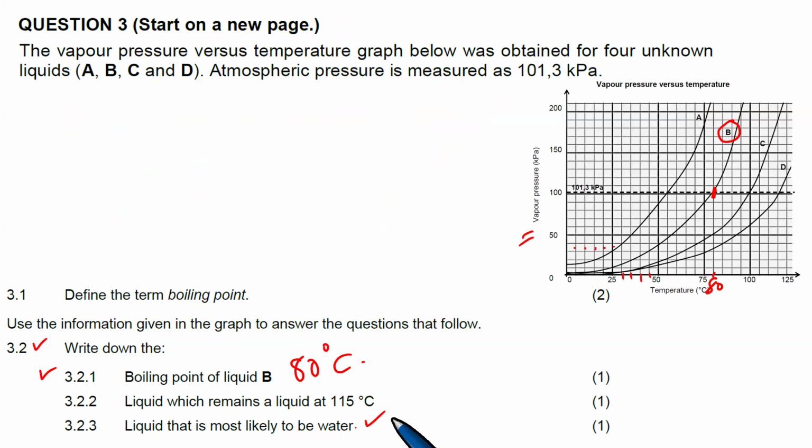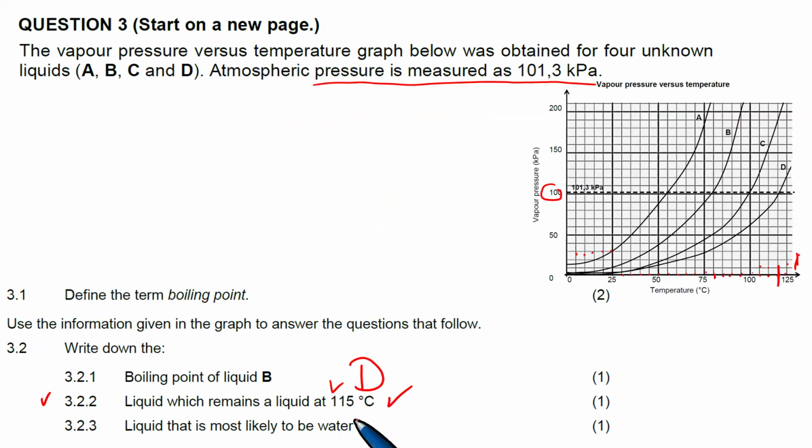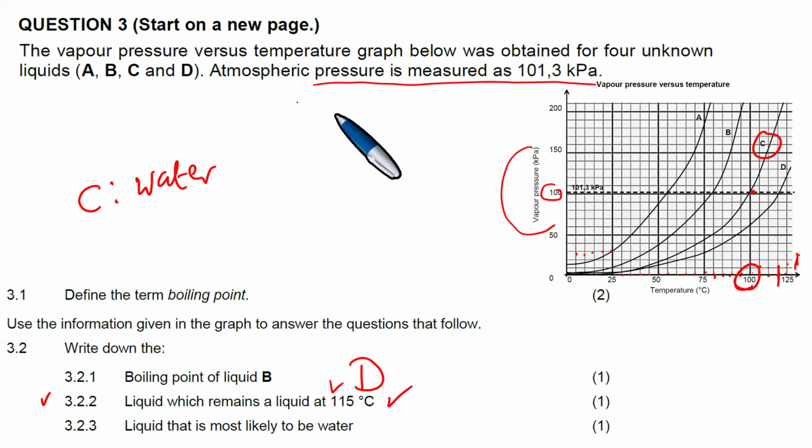Right, so this one here, as we said already, is water, our C. This one is likely to be our water, whose boiling point is 100 degrees Celsius, because at 100 degrees Celsius, the vapor pressure is actually equal to the atmospheric pressure. Okay, it's equal to the atmospheric pressure. So that is something that you need to take note of. Let's continue.